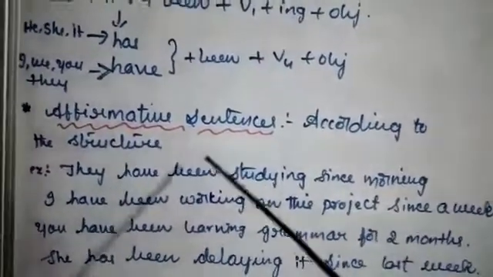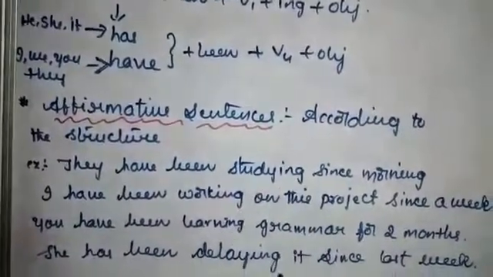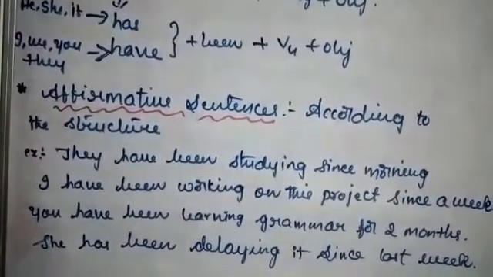These are affirmative sentences, meaning all these sentences are according to the structure. Now we'll see the negative sentences. What are negative sentences?